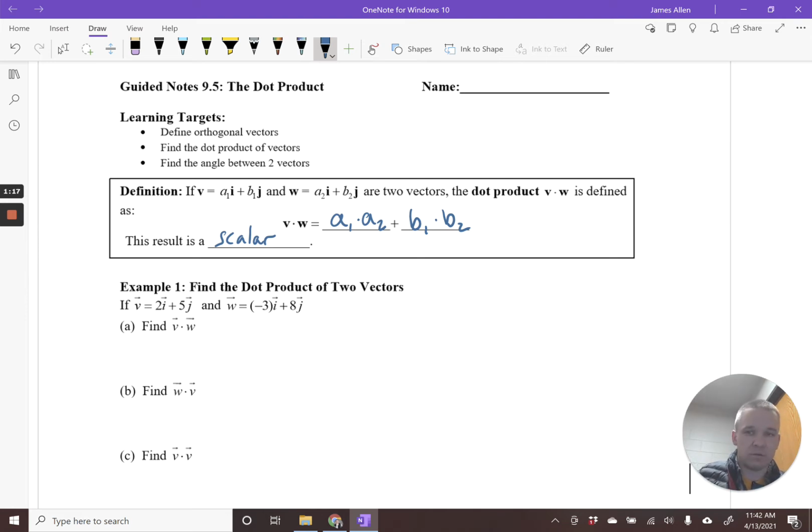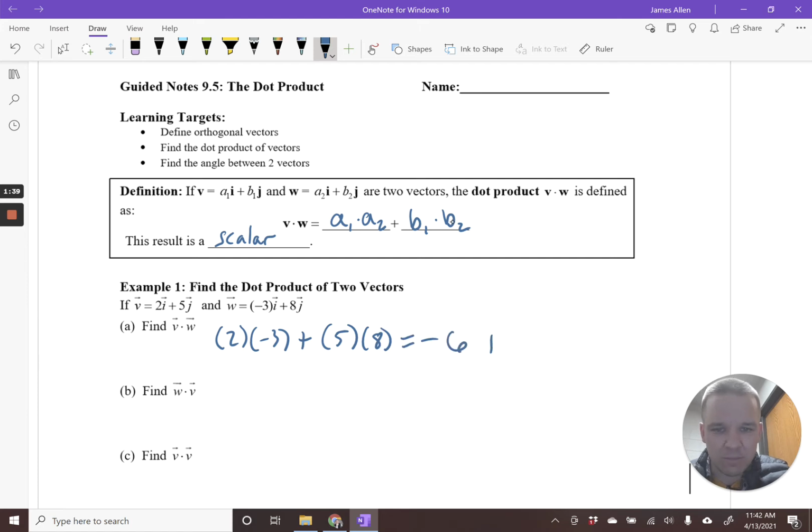That's it, okay? I feel like this can be nice to just see, so let's jump into an example. If I want to find the dot product of v and w down here, I'd have 2 times negative 3 plus 5 times 8. So that's going to be negative 6 plus 40, which equals 34. Done. Beautiful. Awesome.